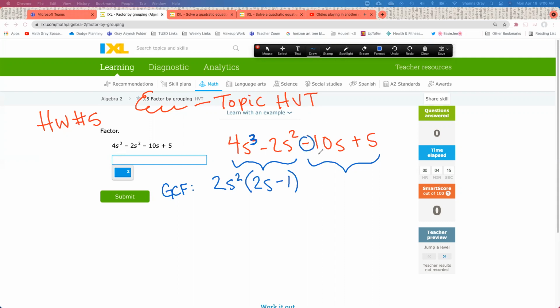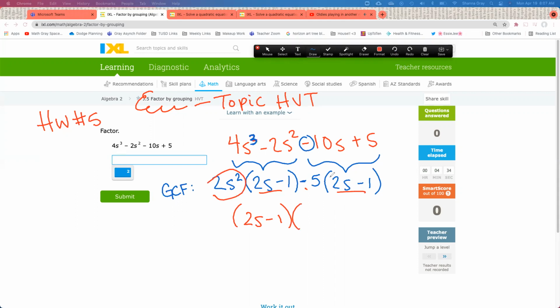I have to pay attention to this sign here. If it's a negative number here in the middle, if that's a minus sign, then this is going to be negative here. And if I'm looking at 10 and 5, I can take out a 5, which is going to leave behind again 2s minus 1. And this is where I get that matching piece. So that's one of my terms. And then my other term is the 2 pieces that are left over.